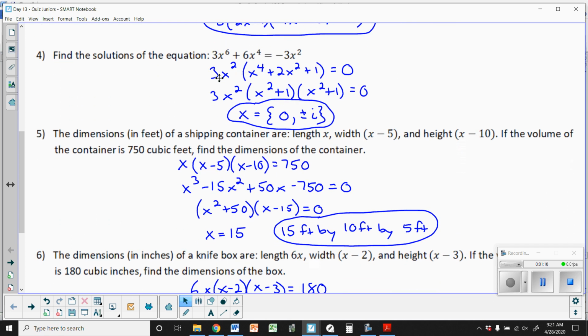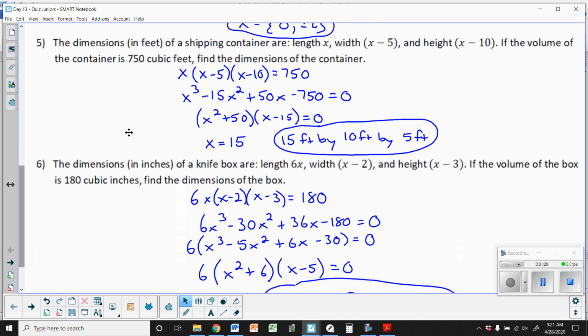Number 4, you had to simple factor 3x squared. And then we had 3 terms, so we needed to use the RS method. Notice that you ended up with the same factor here, so that actually solved for the same thing, plus or minus i. And then that x squared became a 0, for 3x squared equals 0.